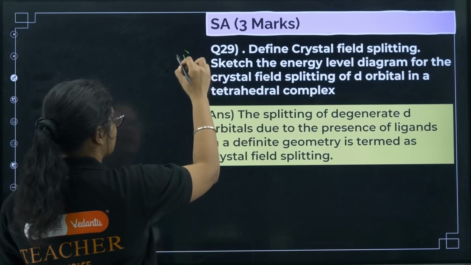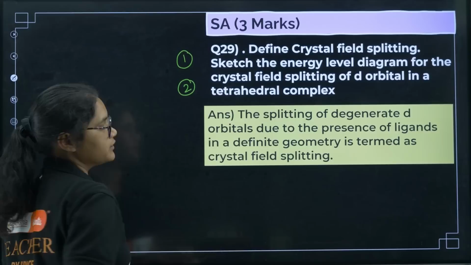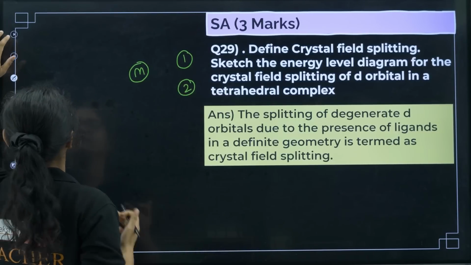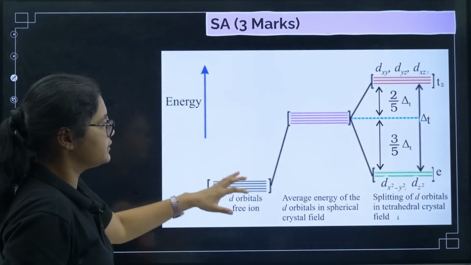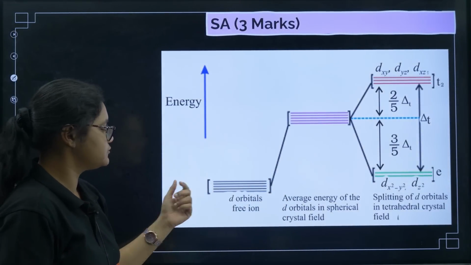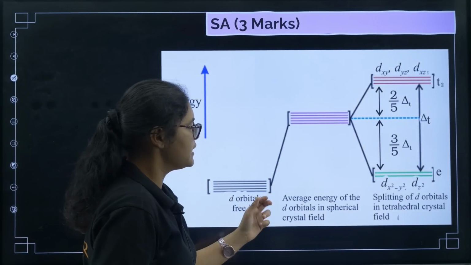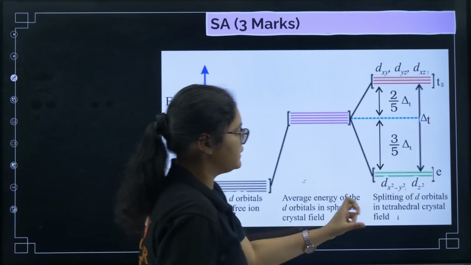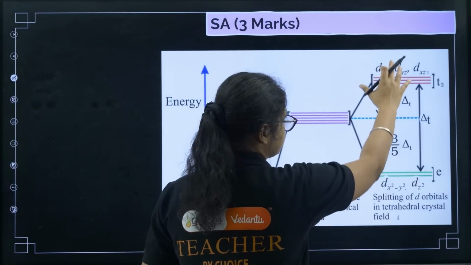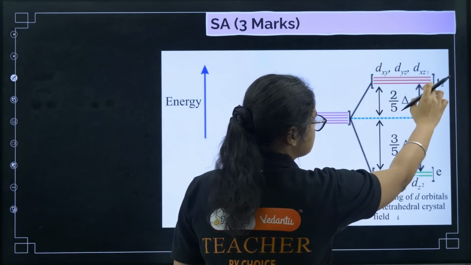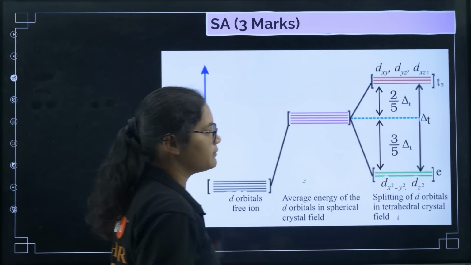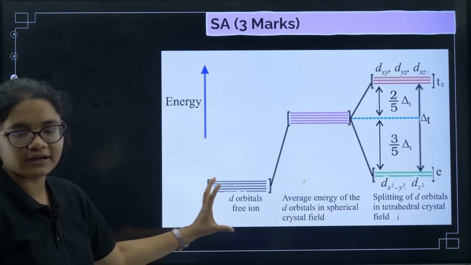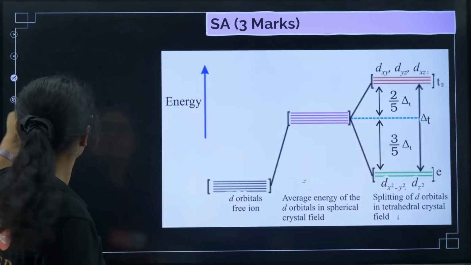So the definition carries 1 mark and the diagram carries 2 marks. I will mark this as a moderate question because this definition is not very direct. The diagram you can see in the book, so you have to mention degenerate d orbitals here. Then you have a slight increase in the spherical field. Then when the ligands approach in the tetrahedral split, there is a splitting here. This is E, this is T2, and this is 2/5, this is 3/5. You have to mention it carefully. Okay, so all the labeling should be done perfectly to get full marks in this question.